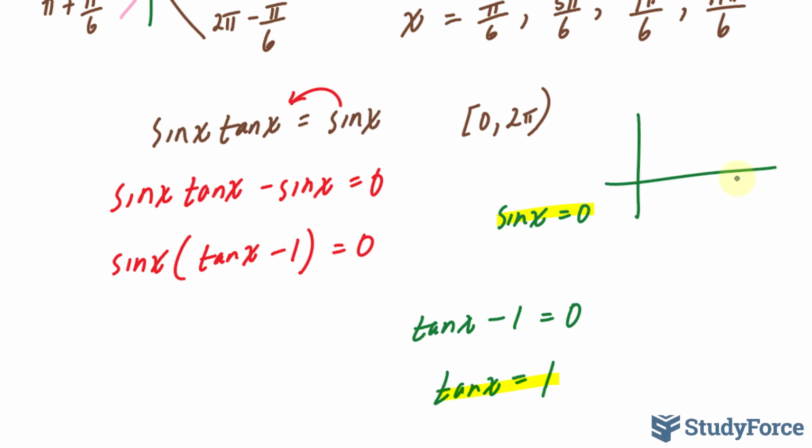Now, when is sine x equal to 0? Let's take a look at a wave. Sine starts off at 0, then makes its way to a maximum, and then back down to 0, minimum, and the cycle ends. Therefore, sine is 0 at angle 0 and at angle pi. We just found two angles for x. We also need to find two more for tangent.